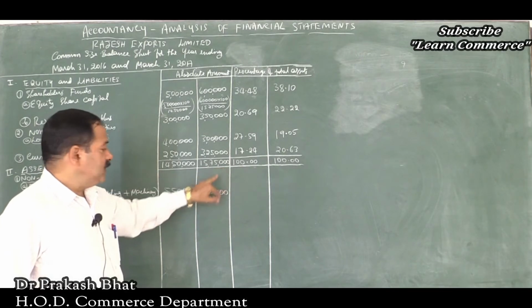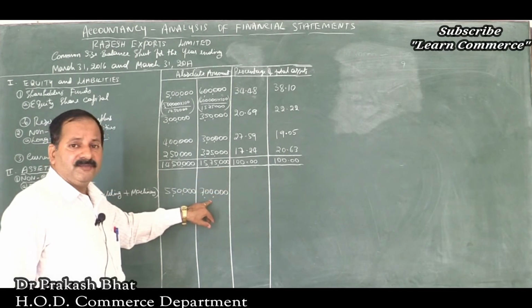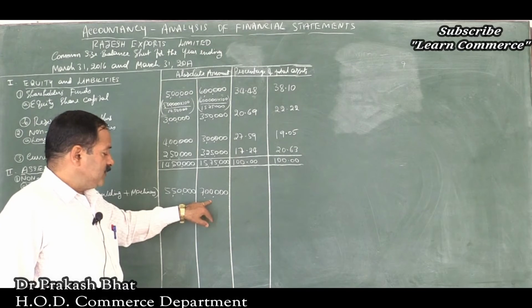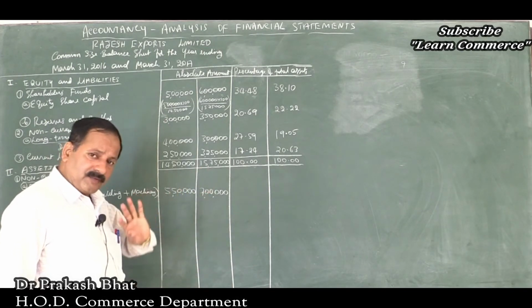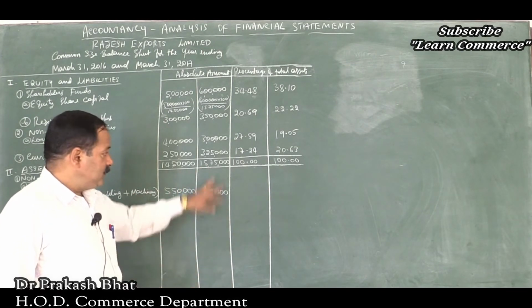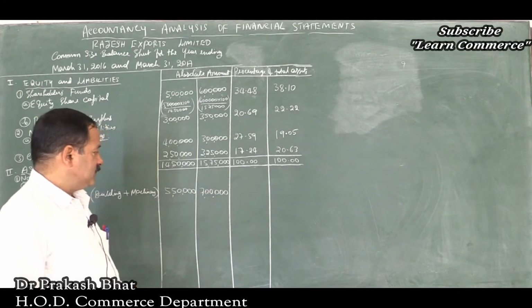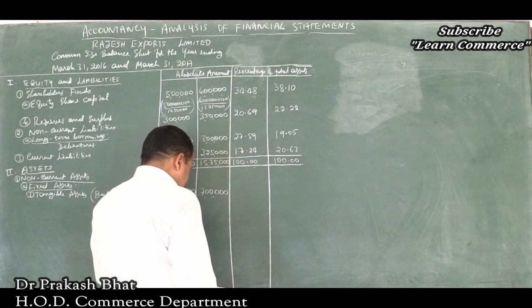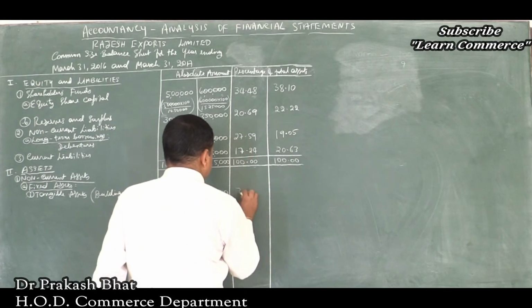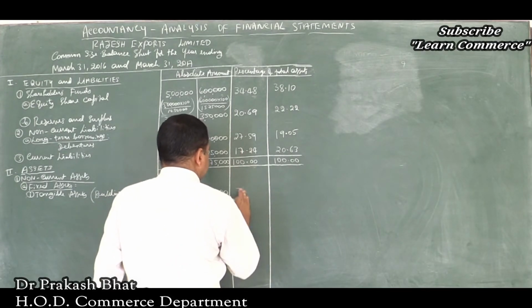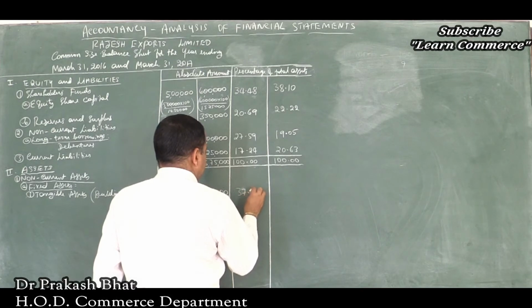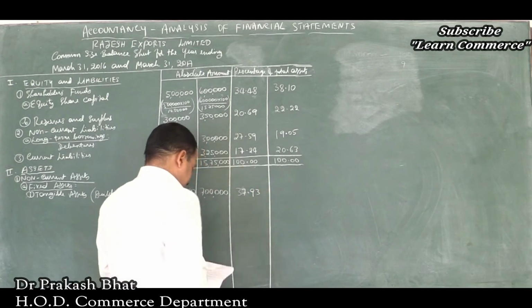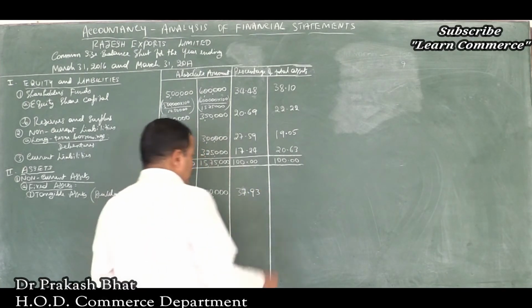Again here, 15,75,000 means 100. 7 lakh means how much? Clear? Because the total of assets and total of liabilities both are one and the same. So take this figure and calculate this. You will get the percentage. How much is it? 37.93, the first one, and 44.44.